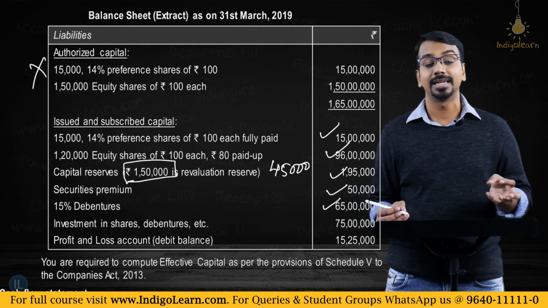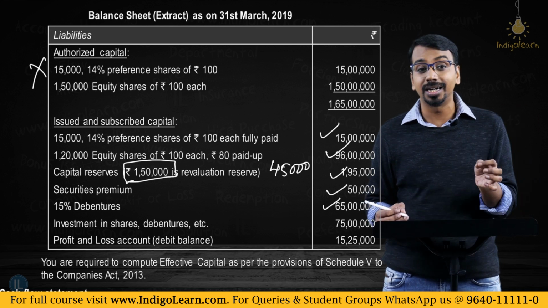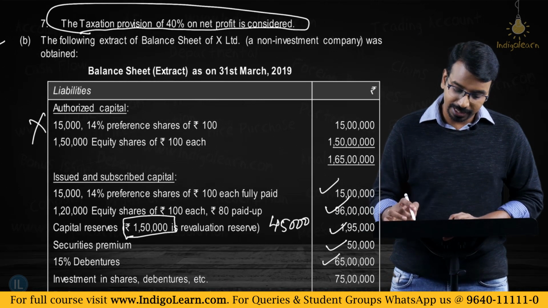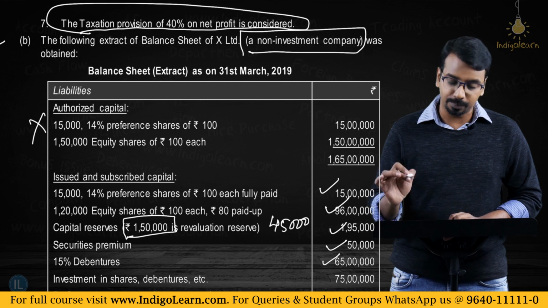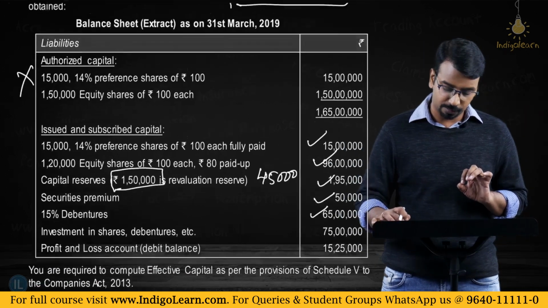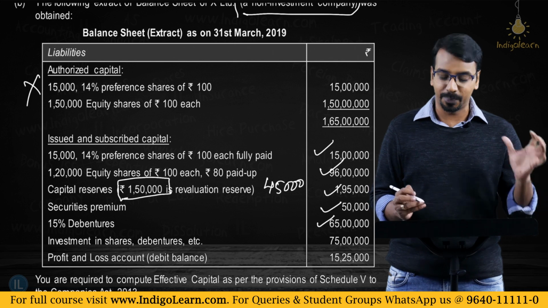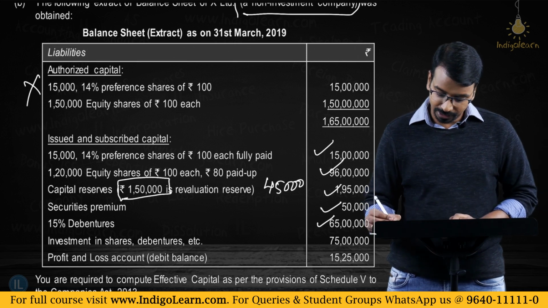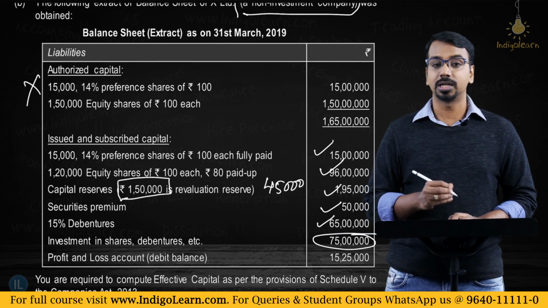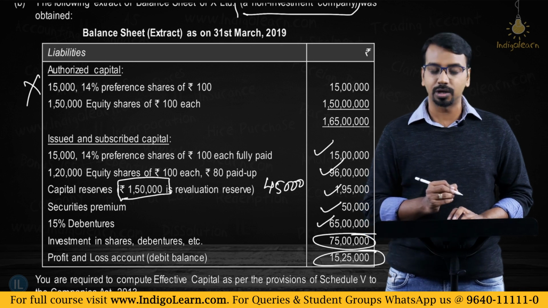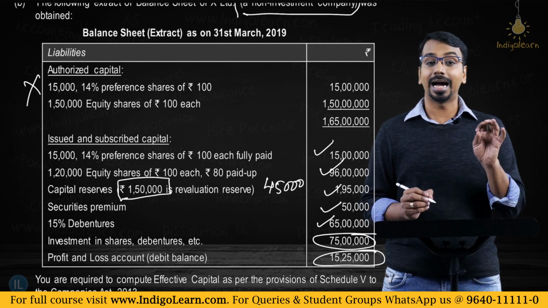What do we do with this? This part we will deduct because the question says that it is a non-investment company. So for a non-investment company, we will always deduct whatever the investments that the company has made, and so you will deduct this 75,000 and P&L debit balance of 1525 also you will deduct, and after that you will arrive at the effective capital.